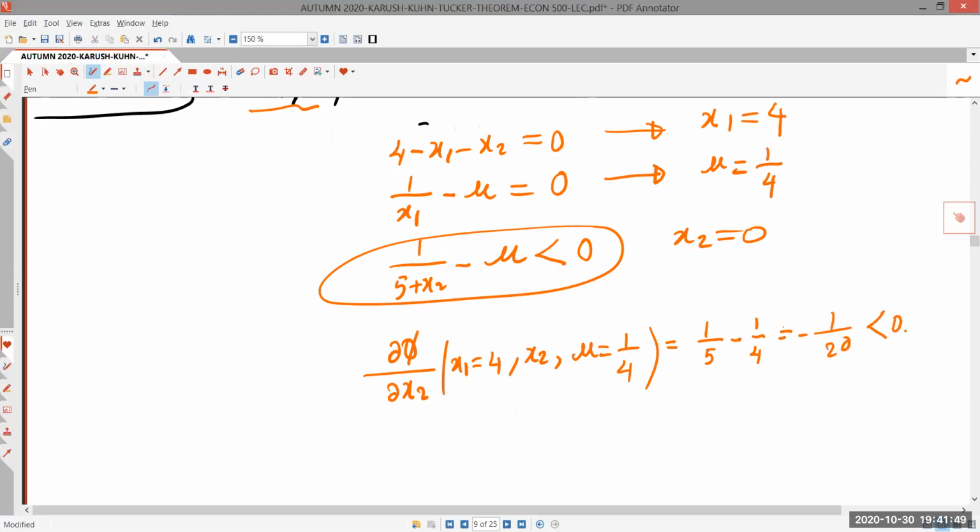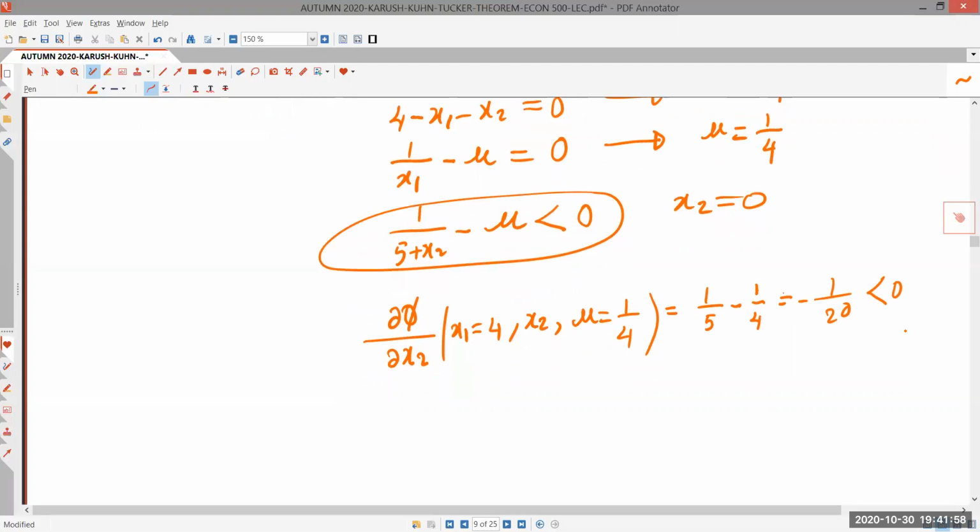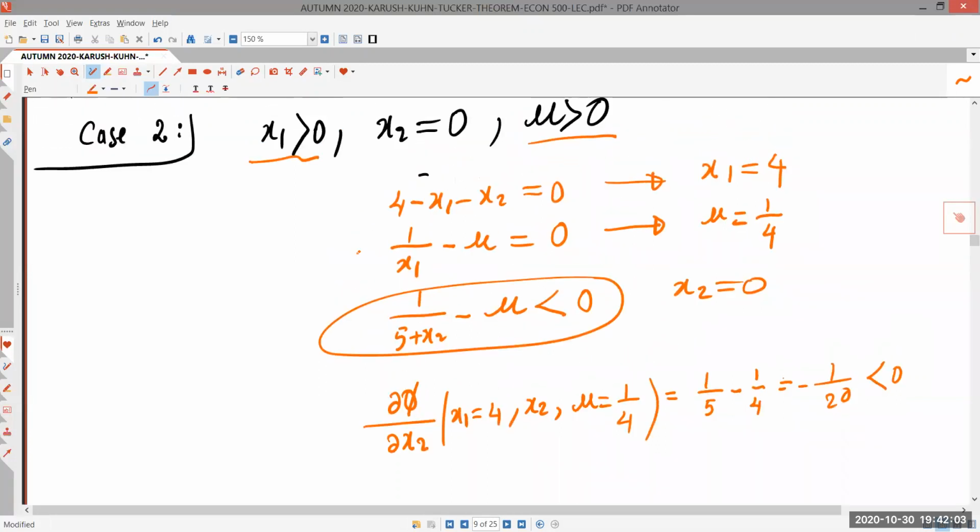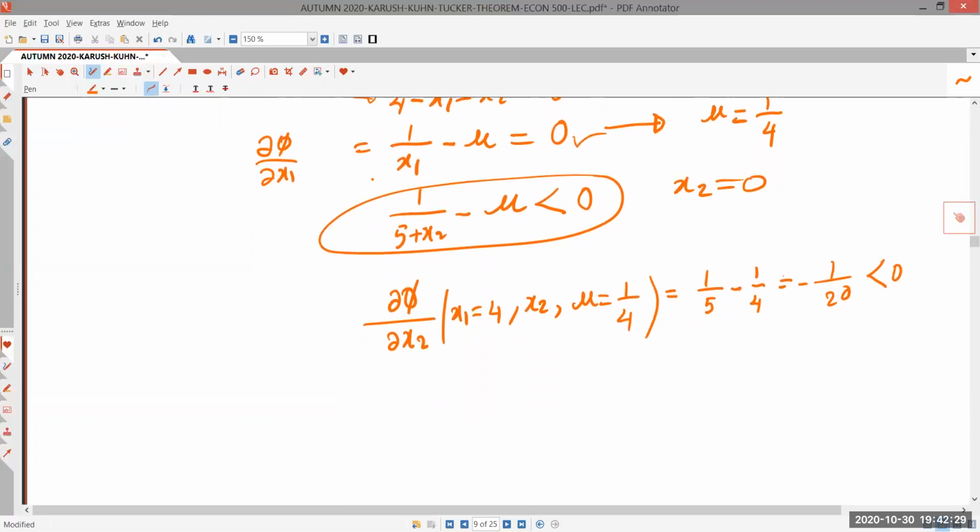O zaman bütün koşulları sağlamış oluyor muyuz burada? All conditions, are they satisfied? We know that we basically found out that at this relevant point, we have this derivative equal to 0. Okay, the derivative of f with respect to x1, sorry, is equal to 0, and this constraint holds as well, and the mu is positive, so we are lucky.